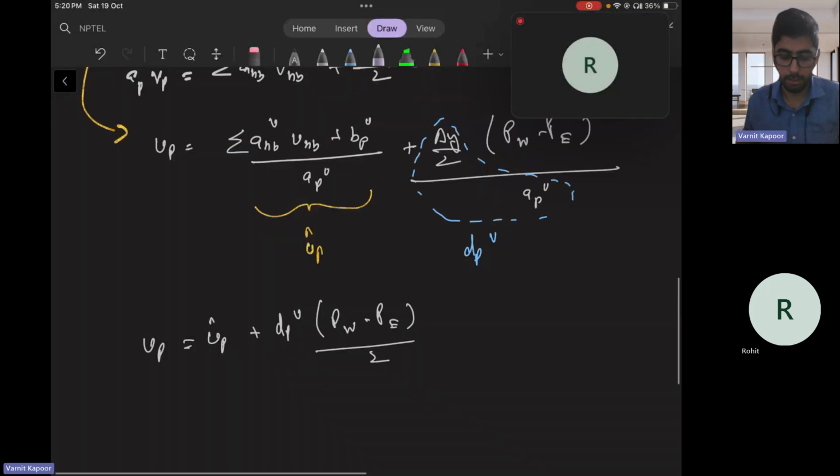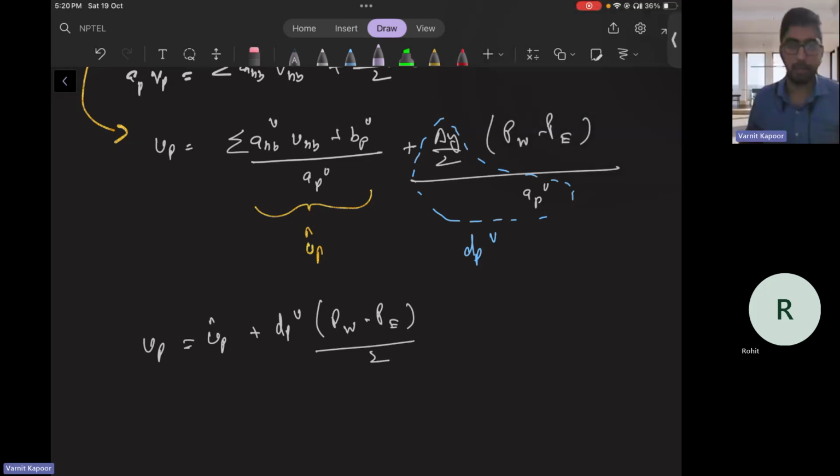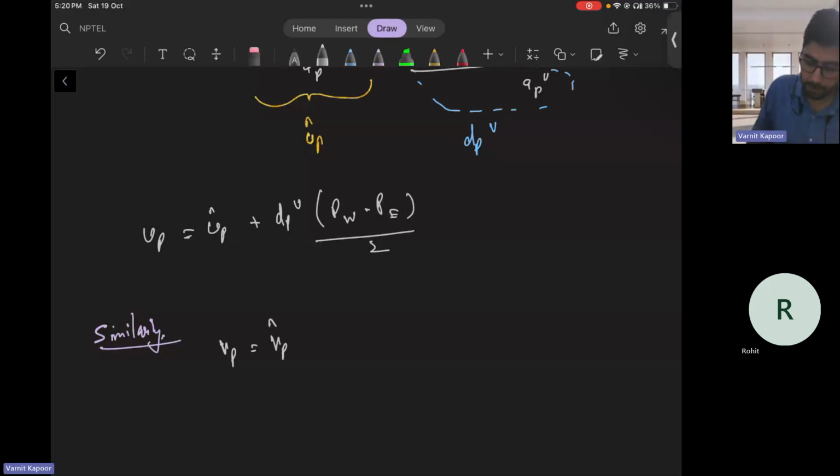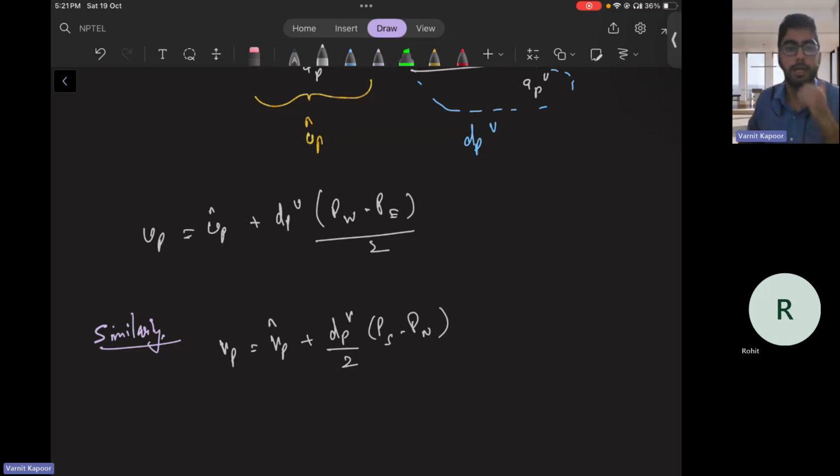So I was saying that we can write this whole term as UP hat and this term as DP. So my equation comes out to be like this. And similarly for the y direction as well, we can write VP is equal to VP hat plus DP of V by 2 into (PS minus PN). We got these two discretized momentum equations.